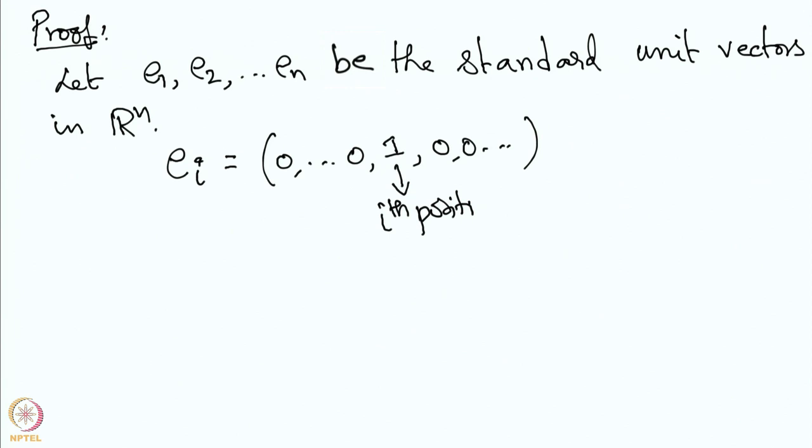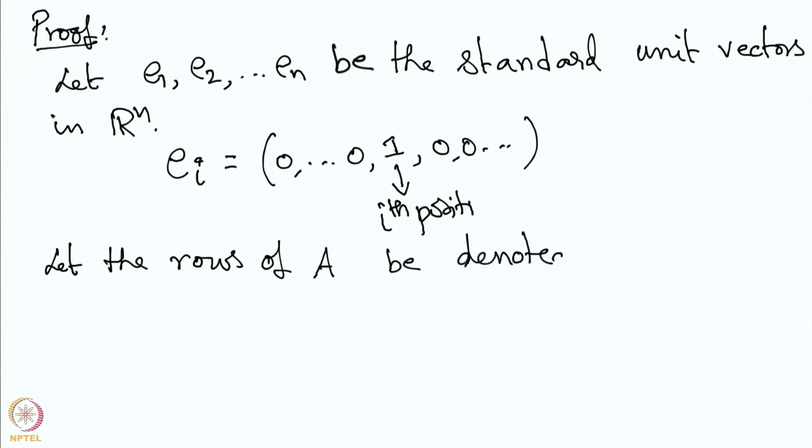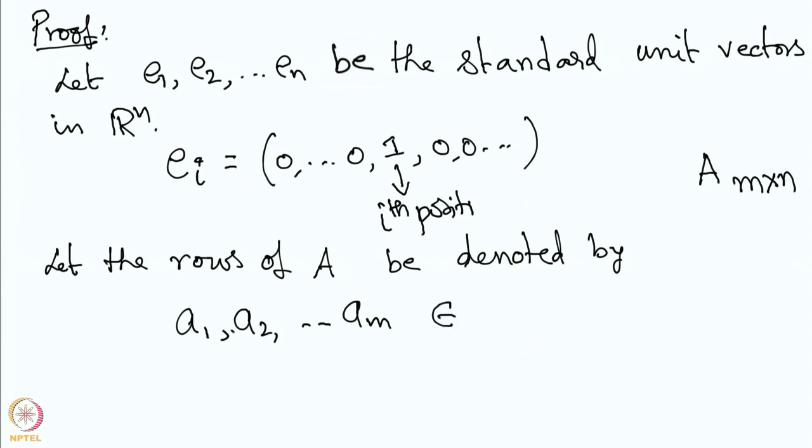Let the rows of A be denoted by A1, A2, AM. Recall, A is an m by n matrix. So, therefore, there are m rows and each row is a vector in Rn. So, let us look at them and I write them as A1, A2, AM.